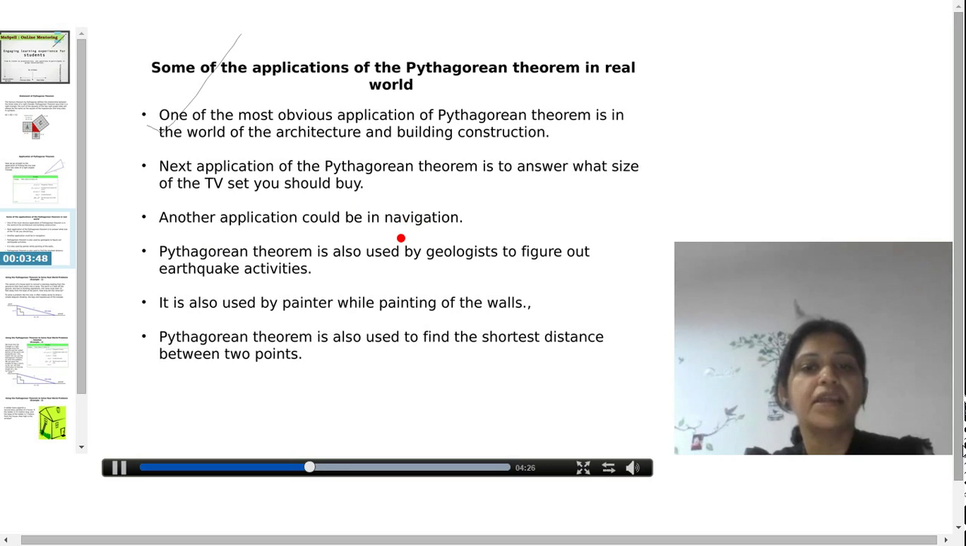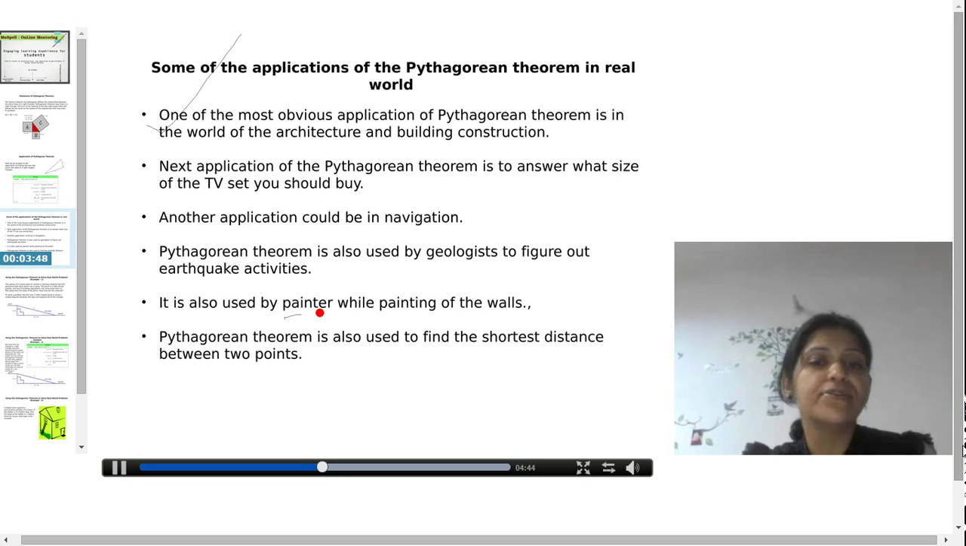Another application can be in navigation: if you know two reference points, then the location can be found out. Another common application is that it is used by geologists to find earthquake activities. And another simple application is that it is also used by painters while painting walls, to determine where the ladder has to be placed, where the painting has to be done.